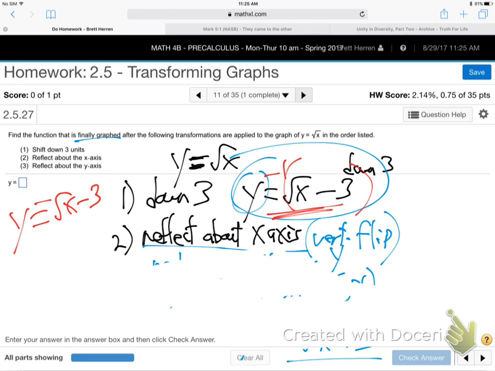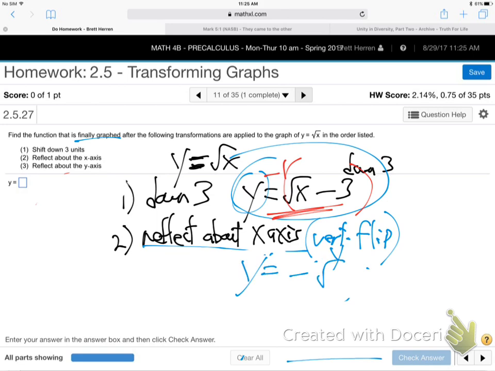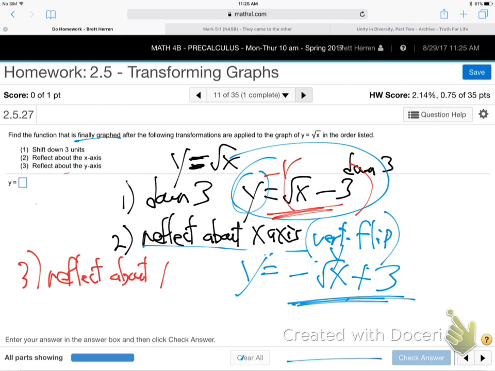Next step, step 3, they're going to flip it the other way. So remember where we're at. Right now we have y equals negative root x plus 3. That's where we're at right now. Now, step 3, reflect about the y-axis, which is a sideways flip.